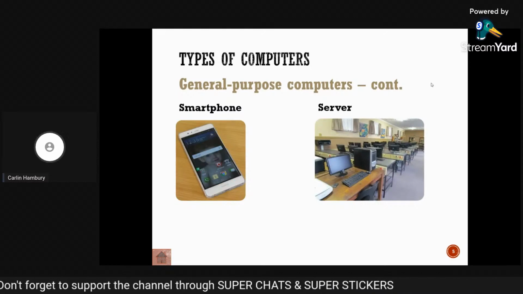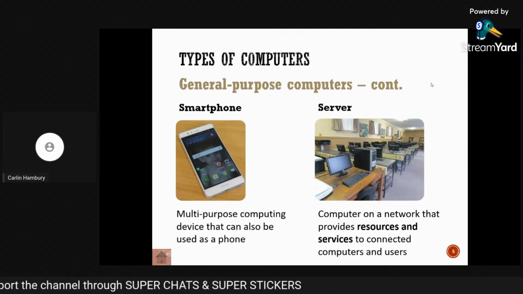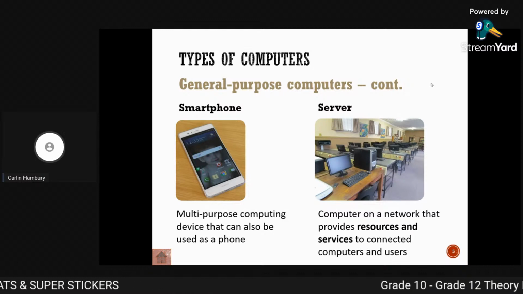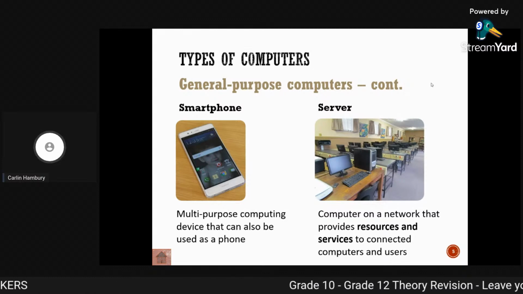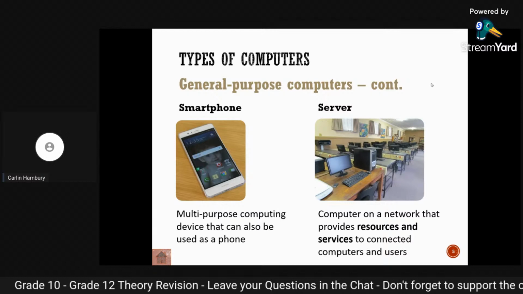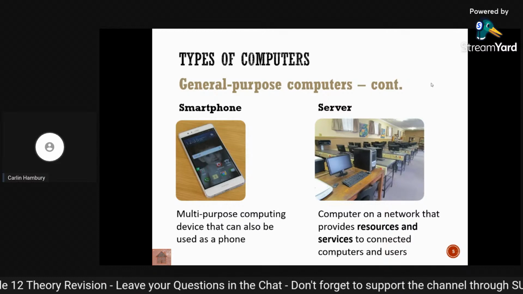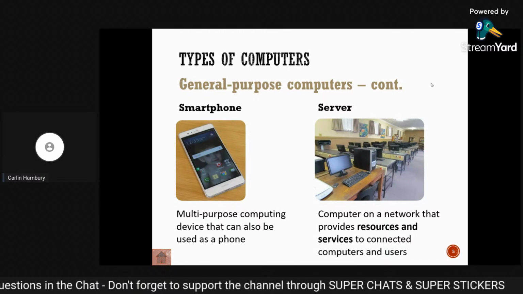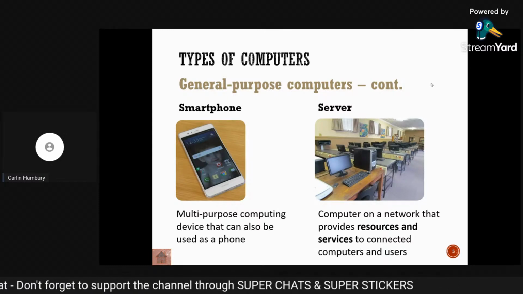As we continue, we've also got smartphones, right? We know this is multi-purpose computing that's built into our telephones. It used to be just a telephone, and then it went on to be a cell phone or a cellular phone that we could communicate with on a mobile basis. And then it became a smartphone when we started integrating a number of different technologies into that one device.